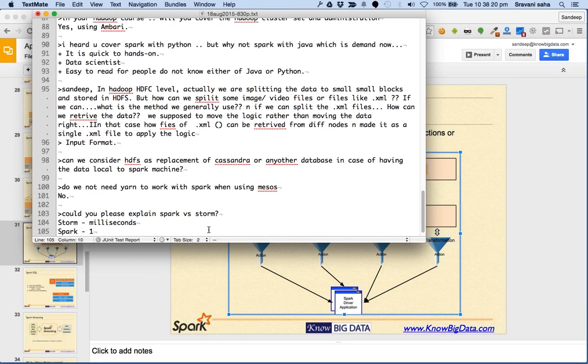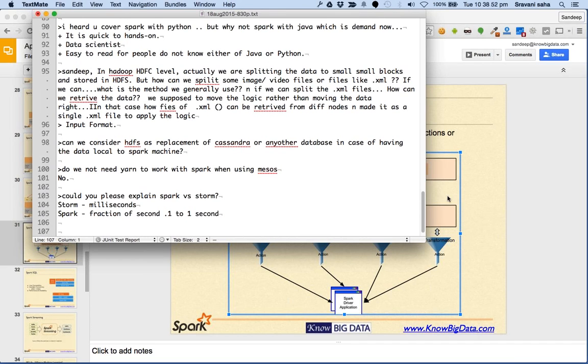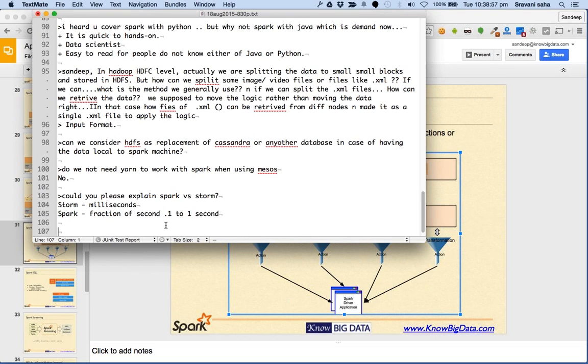and Spark gives you fraction of seconds, I mean around 0.1 to 1. So that's one way to do that. Second is, in case of Storm, you don't have very strong libraries available. Storm is a very niche tool which is not a general purpose framework. The difference between Storm and Spark might take a little bit more time.